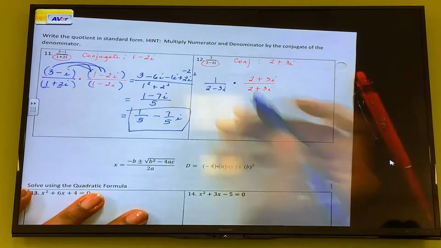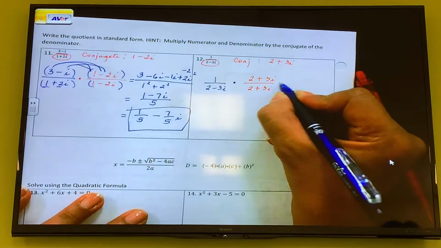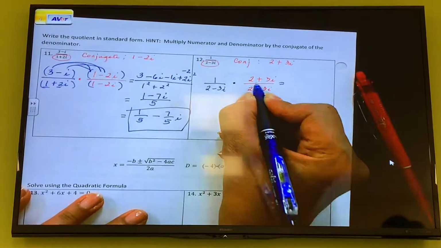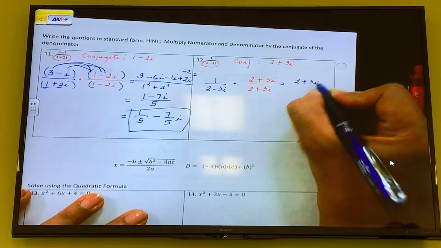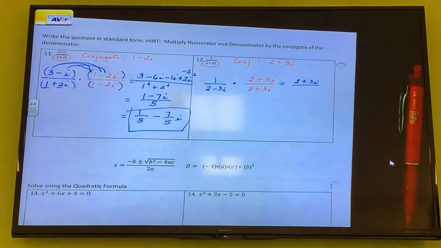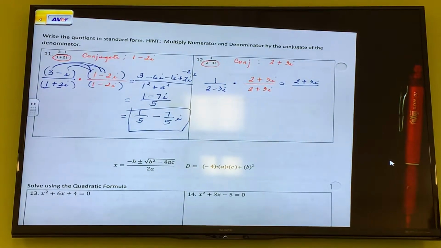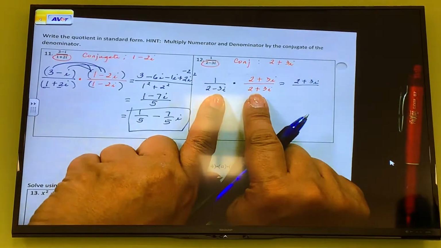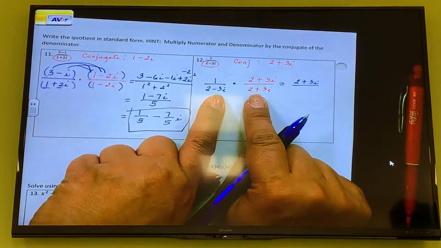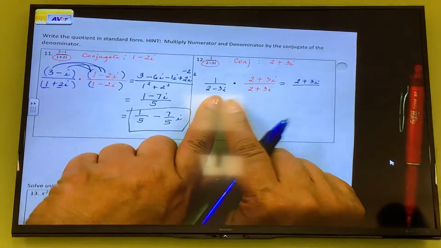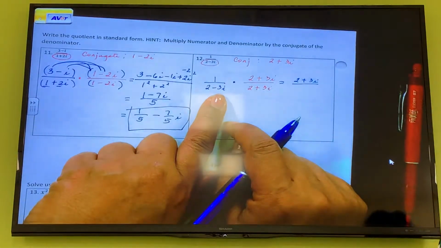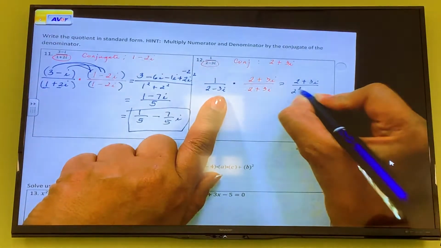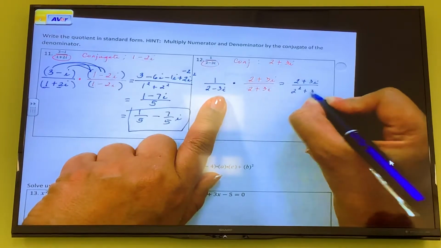Right? So first, the numerator. It's just 1. 1 times 2 plus 3i will be the exact same thing, right? Multiplied by 1 means it's going to be the same thing. But in the denominator, remember, the denominator are complex conjugates. So use the a squared plus b squared. So a is 2 and your b is 3 or negative 3, whichever you want to do. So it's going to be 2 squared plus 3 squared.